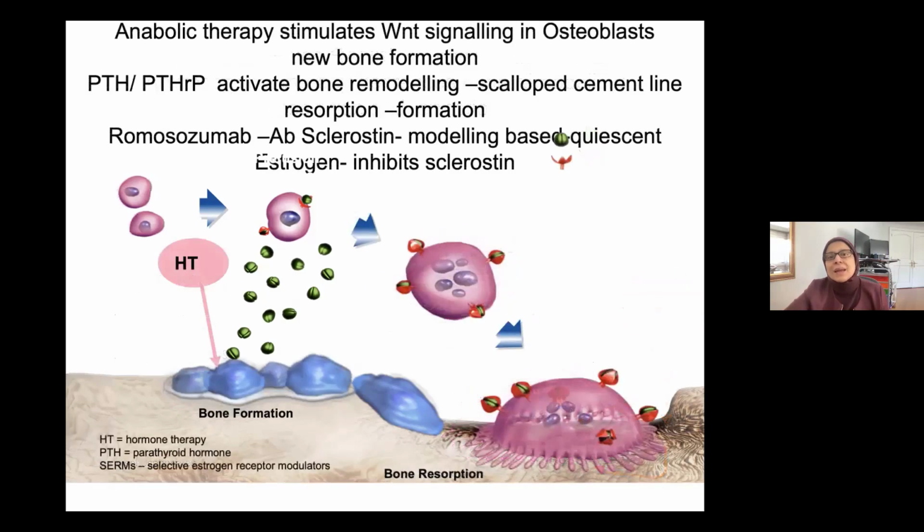So what about anabolic therapy? What does anabolic therapy do? Well, there are three anabolic molecules. Estrogen is actually an anabolic agent. And we didn't know that up until recently, just 2 or 3 years ago. We recognized that not only does estrogen decrease RANK ligand expression, but also estrogen inhibits sclerostin.